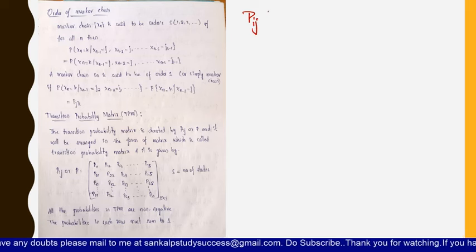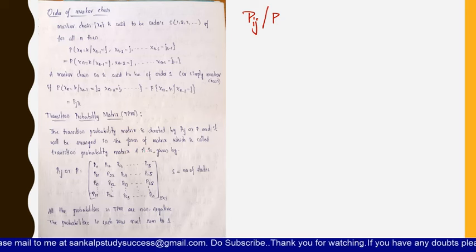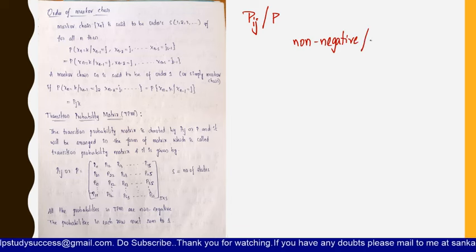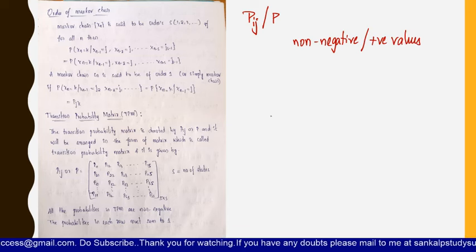You can denote it in this way or you can denote it by just capital P. It will be arranged in the form of a matrix, which is called the transition probability matrix. This matrix consists of all non-negative values only, that means all positive values. And also, if you sum the values of each and every row, you will get the sum as 1.